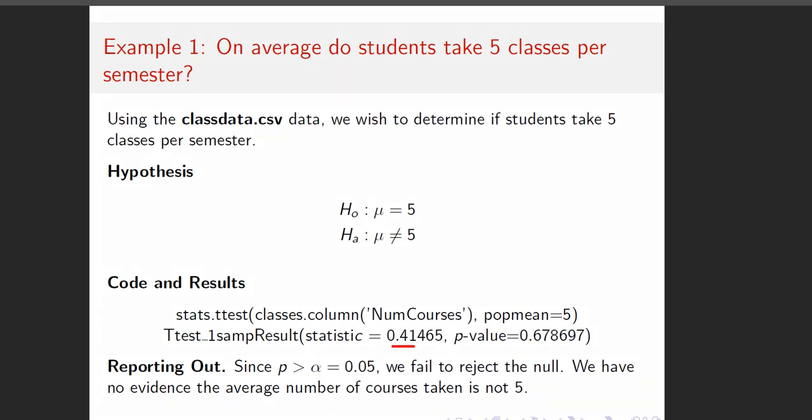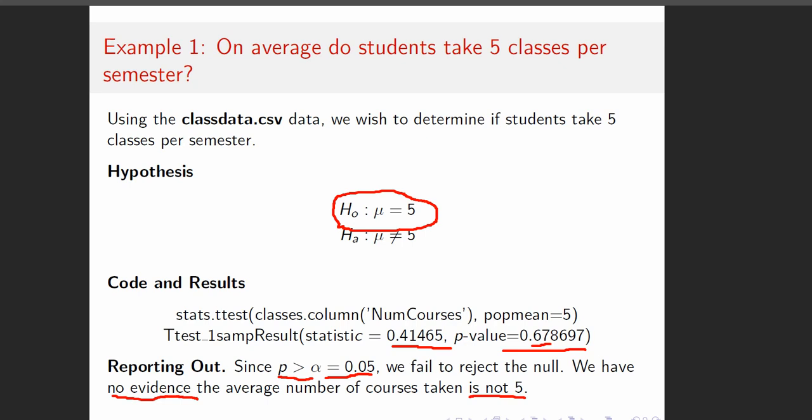Our test statistic is around 0.414, and our p-value is 0.68-ish, okay? But remember, we've always used this traditional value of alpha equals 0.05. So if we aren't given a value for alpha, we use 0.05. And p is much bigger than that, right? P is 0.68, so p is greater than alpha, so we fail to reject the null. In other words, we have zero evidence to suggest the average number of courses taken is not 5.